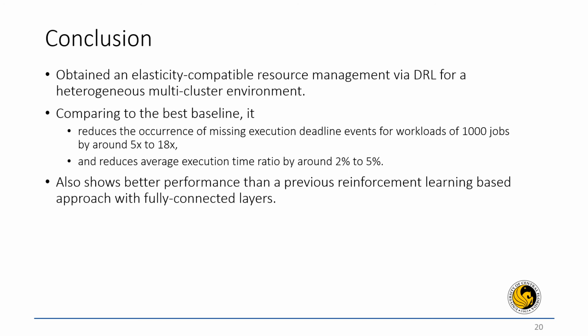In the last slide, we give our conclusion. In this work, we obtained an elasticity-compatible resource management via deep reinforcement learning for heterogeneous multi-cluster environment. Compared to the best baseline, it reduces the occurrences of missing deadline events for workloads of 1,000 jobs by around 5 times to 18 times, and reduces average execution time ratio by around 2% to 5%. It also shows better performance than a previous reinforcement learning-based approach with fully connected layers.